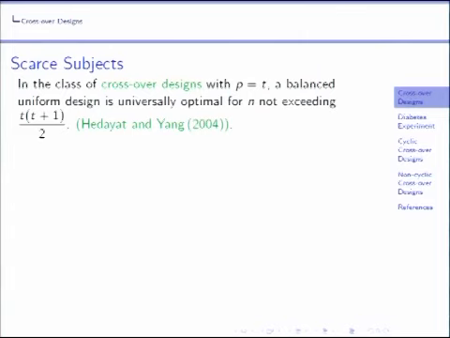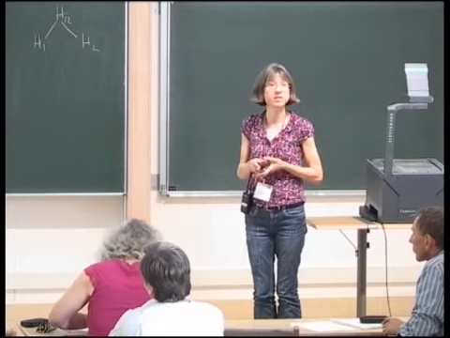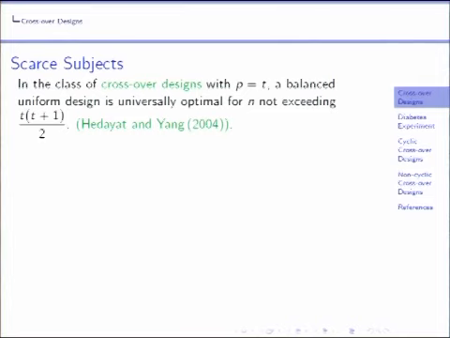Now, if I didn't have that sort of constraint, if I had no restriction on the number of subjects, but I had P equal to T, then I can get a balanced uniform design which is universally optimal, as long as my number of subjects doesn't exceed T multiplied by T plus 1 over 2, according to Hedayat and Yang 2004. So that means there are many designs I can choose where my number of subjects is just a multiple of the number of treatments, and that's great. I can have a nice universally optimal design.